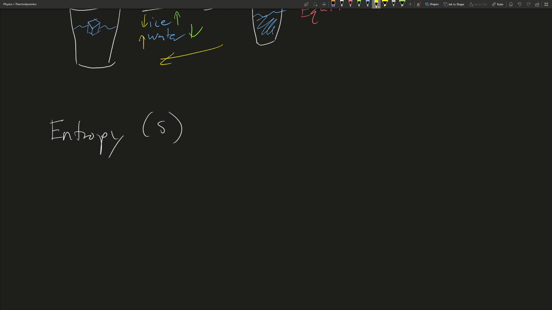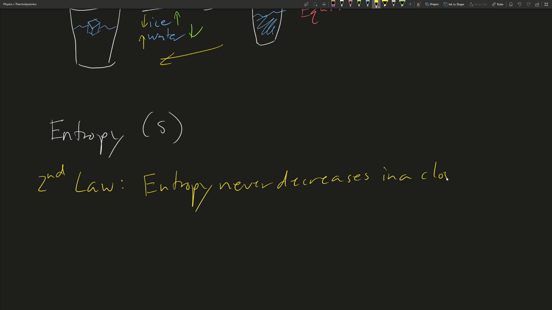So the second law of thermodynamics states that entropy never decreases in a closed system. So the system must be closed because entropy can decrease or increase in parts of a system that's open, but the net entropy change is always going to be non-negative inside a closed system.